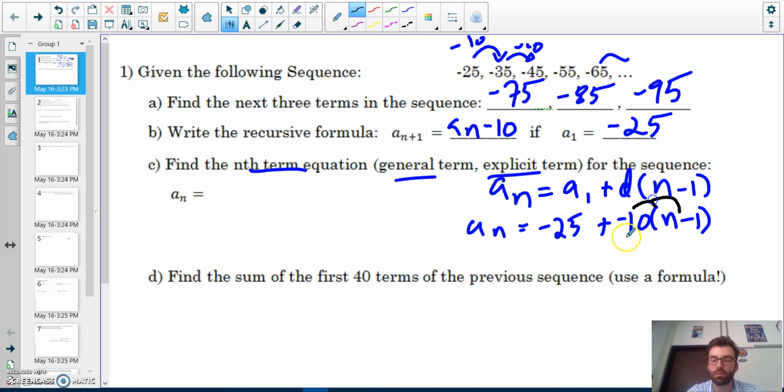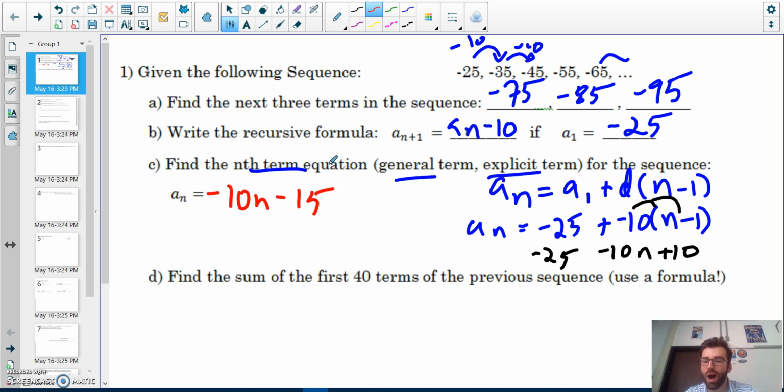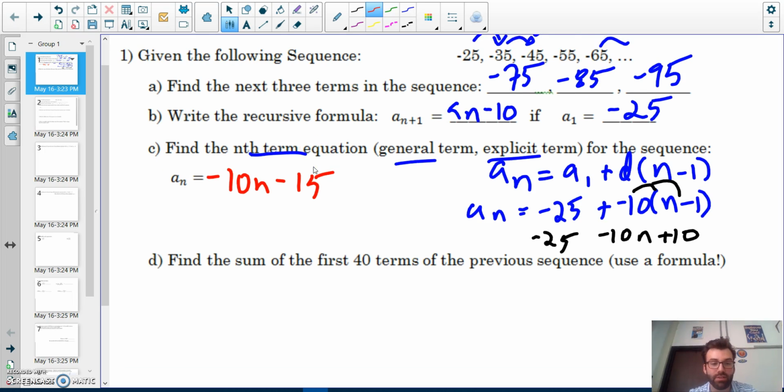Distribute: negative 10n plus 10, and then negative 25 comes down for the ride. Combine my like terms, I get negative 10n minus 15. That's my general term, my explicit term, my nth term equation. Let's dial in for part D.